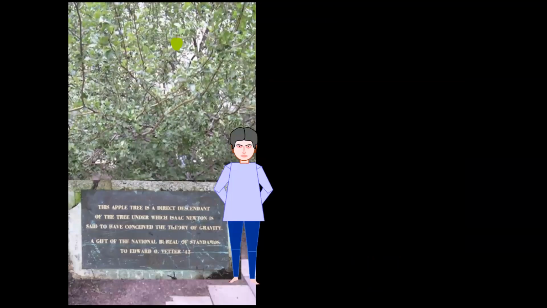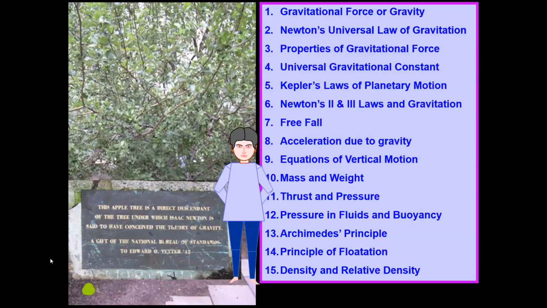Are you able to see the picture and are you able to read whatever I have brought here? This apple tree is a direct descendant of the tree under which Isaac Newton sat. All right. So the apple falls down, and this many laws have come.